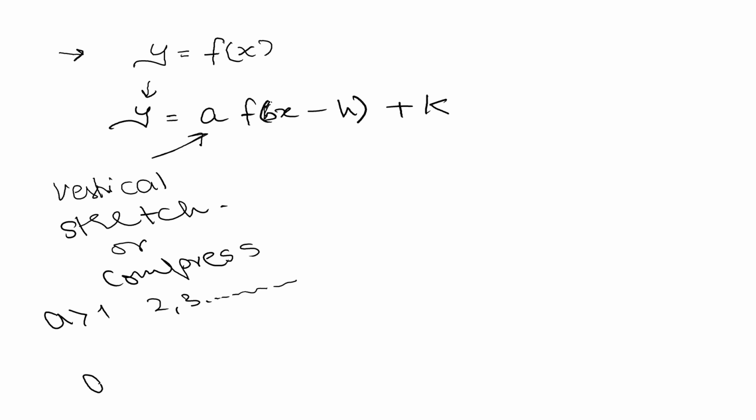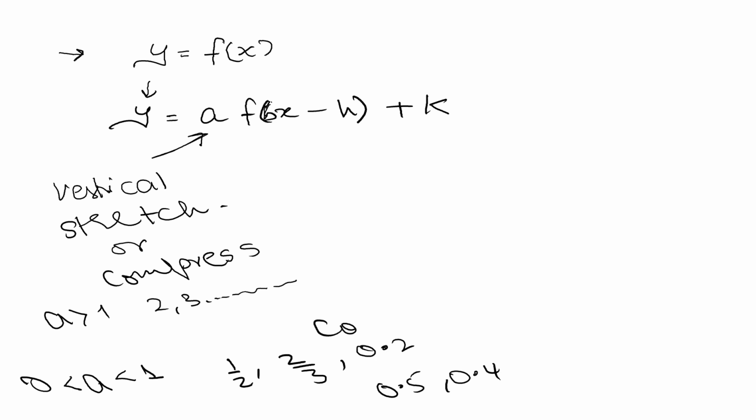But if a is between 0 and 1, which means greater than 0 but less than 1, it could be half, 2 by 3, 0.2, 0.5, 0.4 and so on, then it will be a vertical compress. So in short, for vertical stretch, a should be greater than 1, and for vertical compress, it should be between 0 and 1.